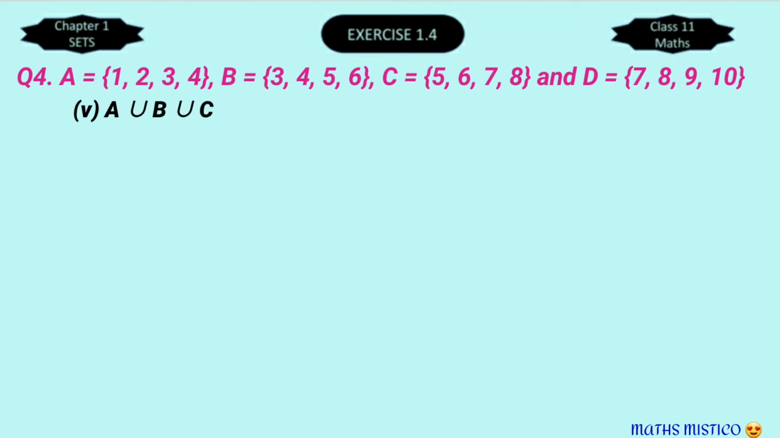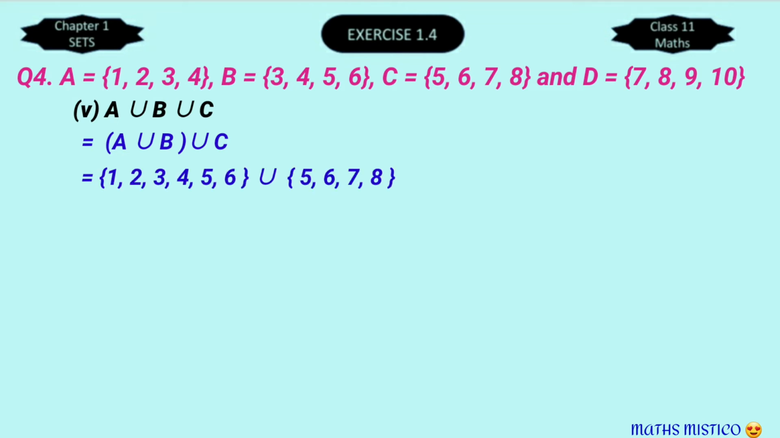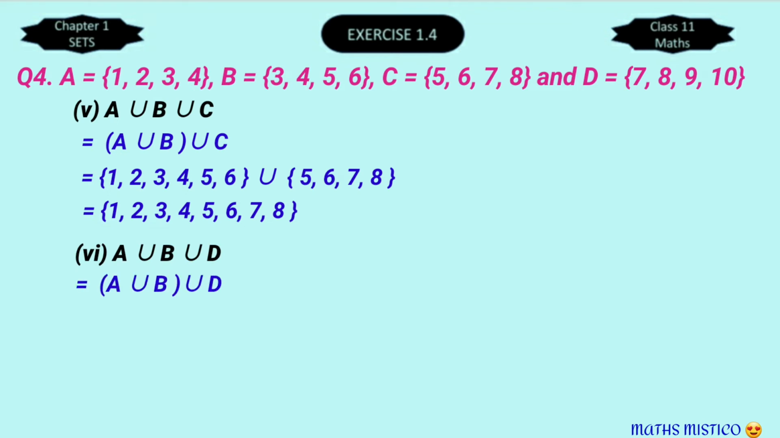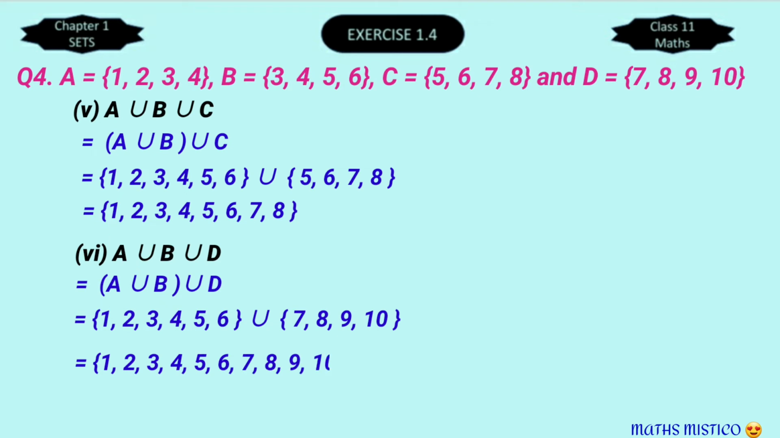In order to find A union B union C, we can use the associative law and write this as A union B whole union C. So first let us write down the union of A and B, which comes out to be 1, 2, 3, 4, 5, 6. Now you can easily take the union of these 2 sets and finally we have this as the answer. Is it clear? Same way in the 6th part, A union B union D will be equal to this set union this set. And on taking all the elements of these 2 sets, we get the set containing numbers from 1 to 10.